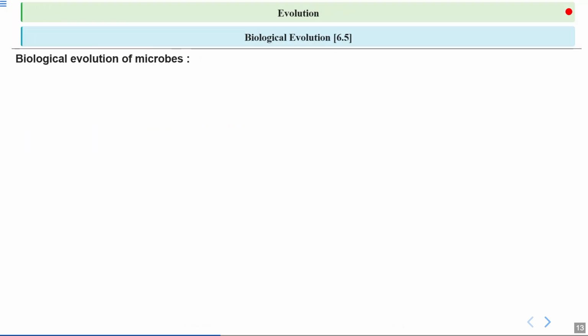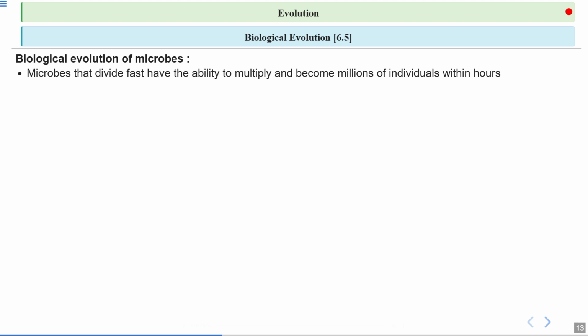Let's talk about the biological evolution of microorganisms. Microorganisms that divide very fast have the ability to multiply and become millions of individuals within hours. Microorganisms like bacteria and yeast can divide very fast, and they can make millions of copies of themselves within hours. Let's understand this with an example.